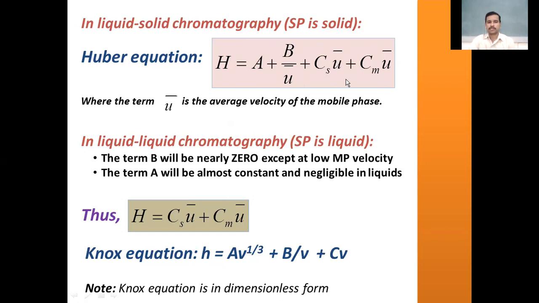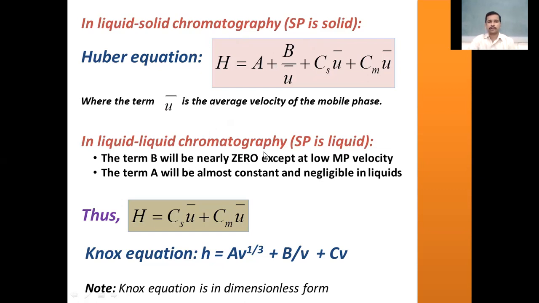This equation is written instead of the Van Deemter equation, where U was written for showing the velocity of the mobile phase. Here, the average linear velocity of the mobile phase has been substituted, and the mass transfer of the solute in the stationary phase and mobile phase have been separated here. So this equation is known as the Huber equation. And this Huber equation is particularly suitable for liquid-solid chromatography.